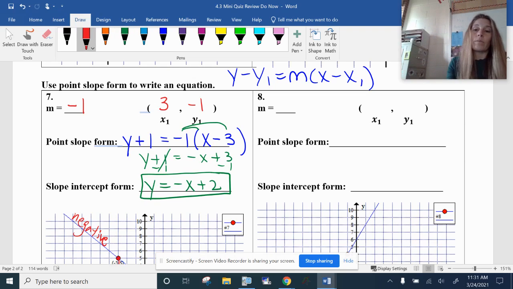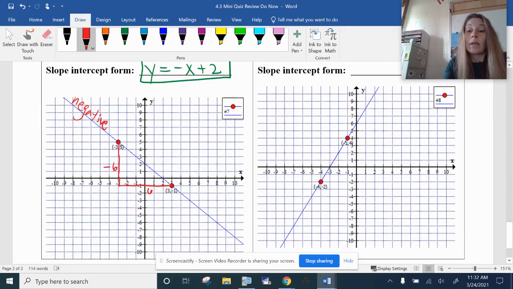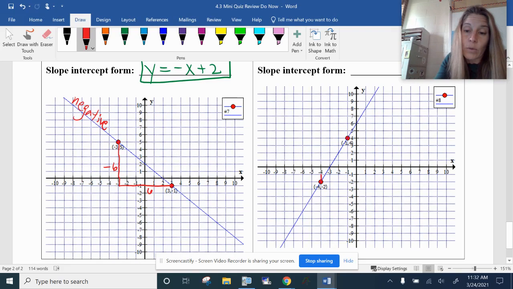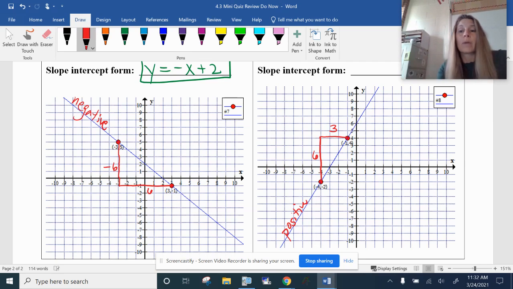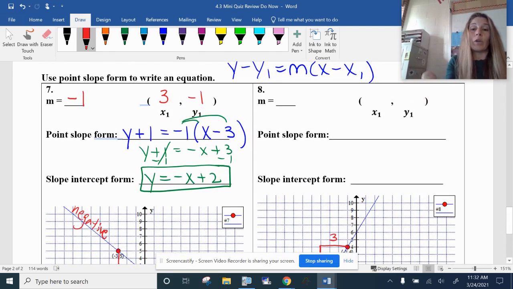So let's try it for one more. Again, I want to find my slope. Since I have the graph in front of me, I can just do rise over run. If you prefer, you could certainly do slope form, but I'm going to go rise over run. So 1, 2, 3, 4, 5, 6 is my rise, and my run is 3. Now I know that this is going to be a positive slope because my line is going up. So 6 over 3 is going to simplify to 2, and we know that that's a positive 2.